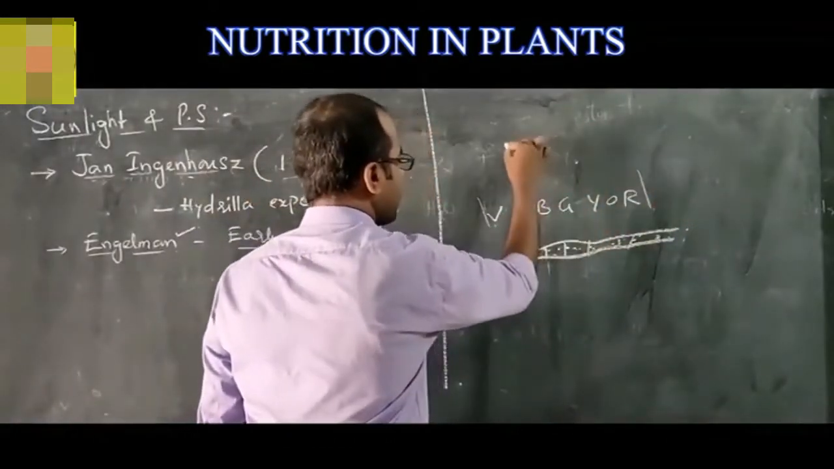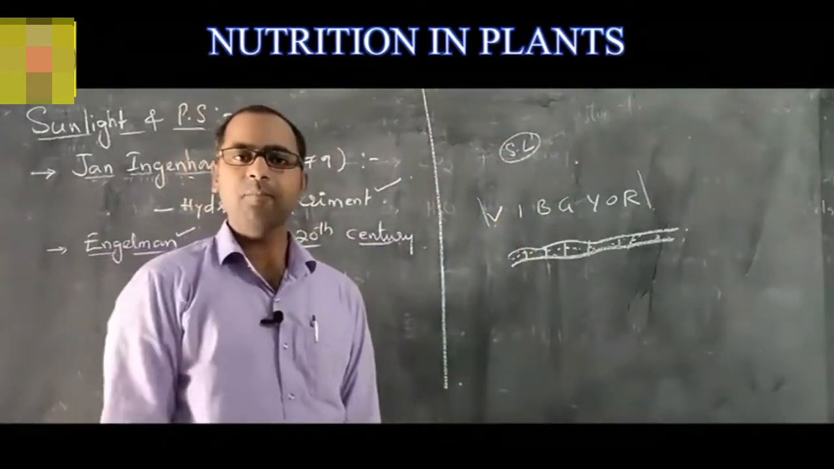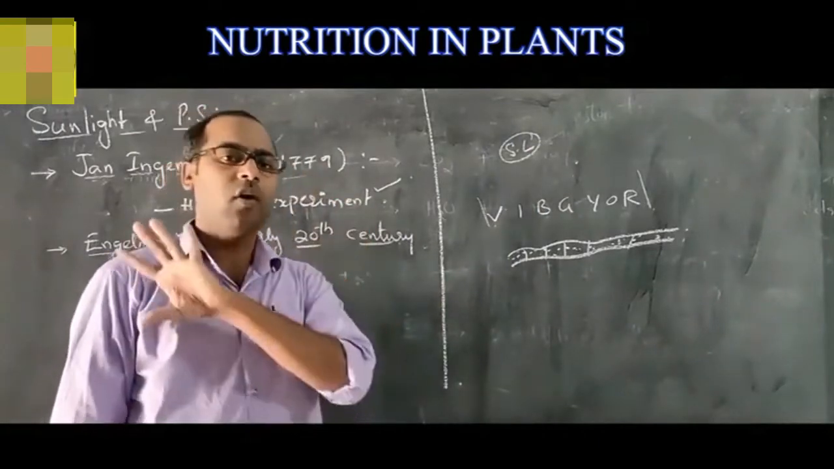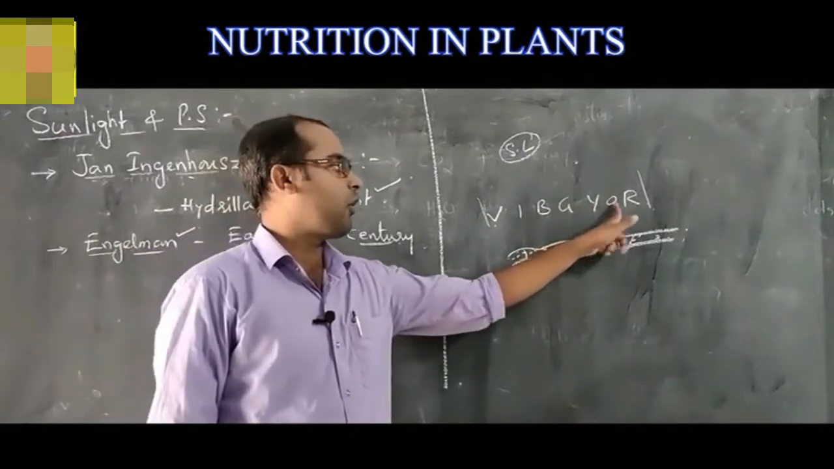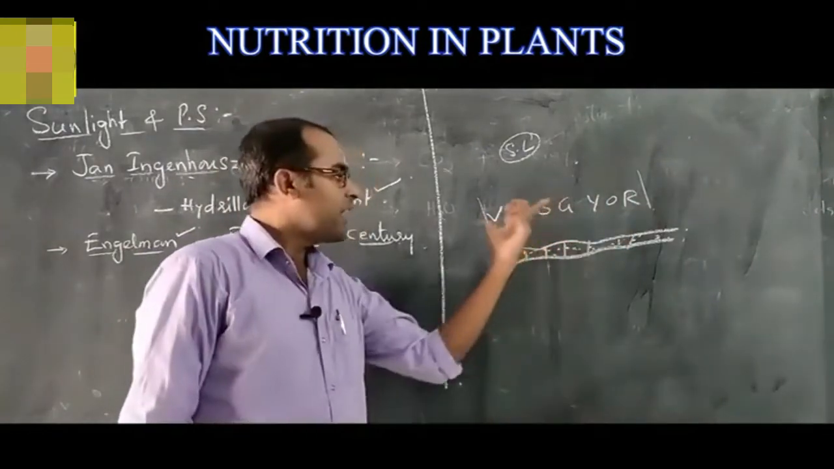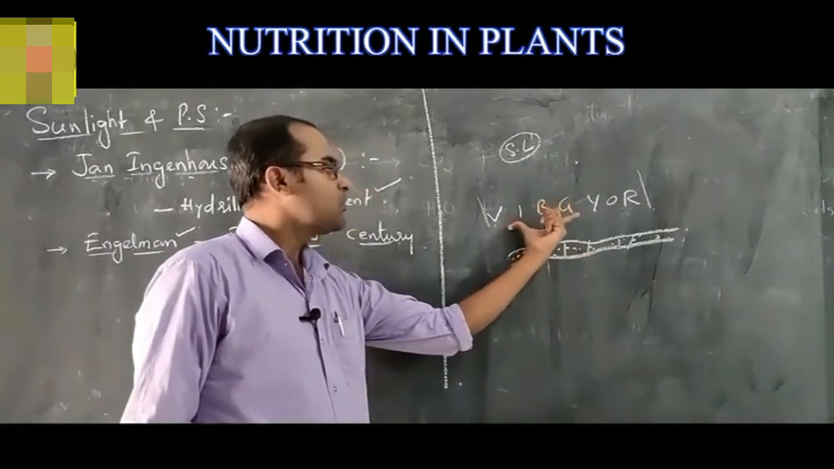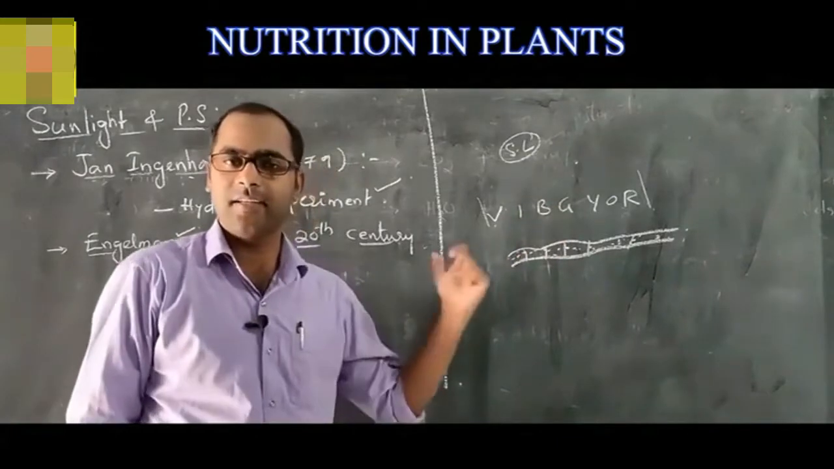It is totally sunlight. We already know that sunlight is not a single color. White light is the combination of all 7 colors: violet, indigo, blue, green, yellow, orange, red. So he exposed this algal strand to the VIBGYOR, the different colors of light.